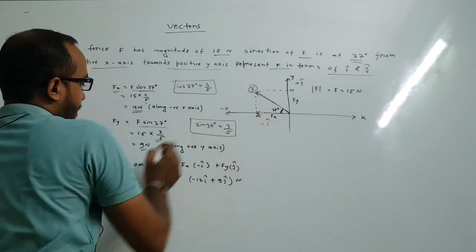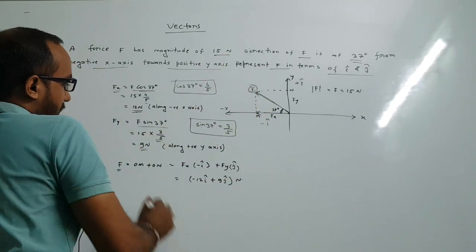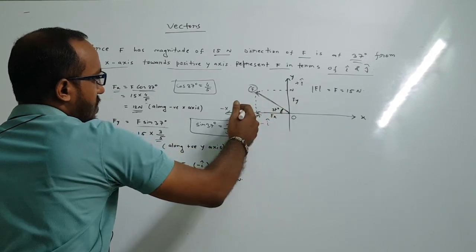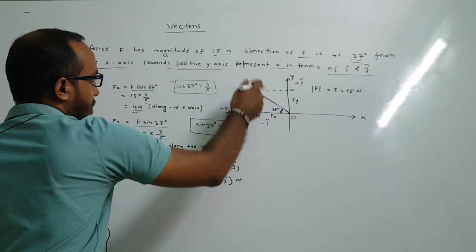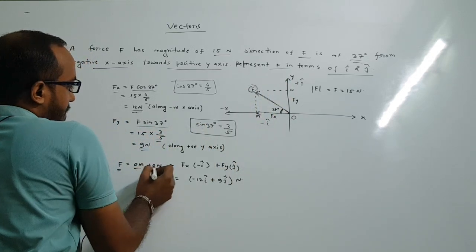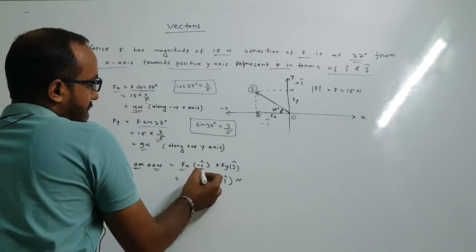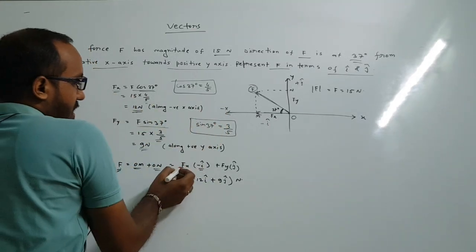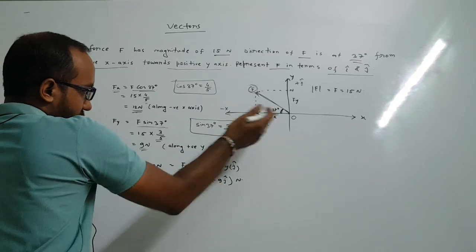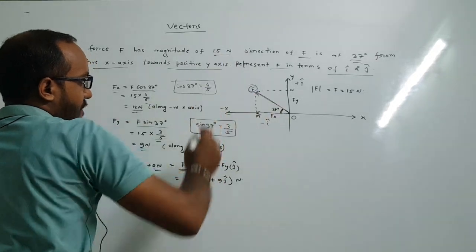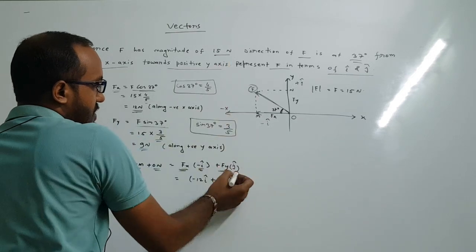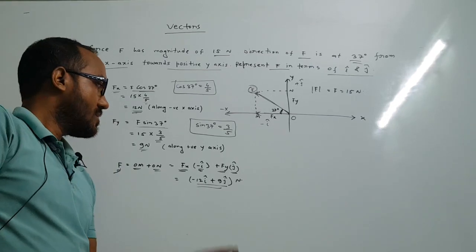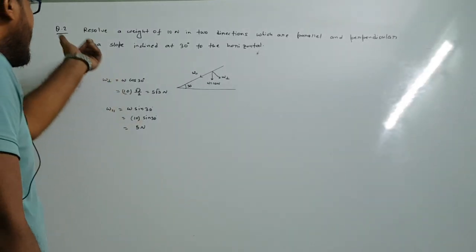So how to represent this F? From vector's law of parallelogram addition, you can say that F can be OM plus ON, because they are parallel. Any vector can be represented as magnitude with its direction. So magnitude along x-axis is Fx, direction is minus i cap, and magnitude of F along y is Fy, and direction is plus j. So we got the vector as minus 12 i cap plus 9 j cap. So this is our second problem.